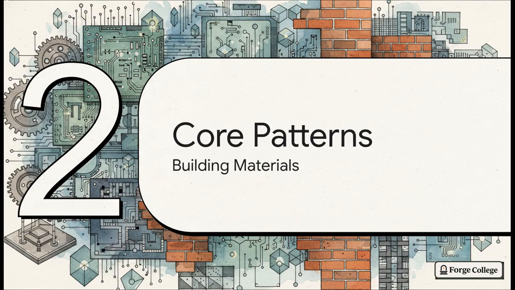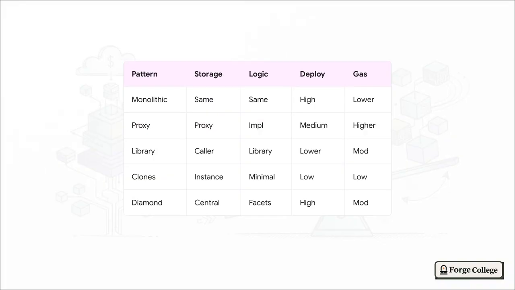Knowing the physics of our environment, let's move right into Section 2 and examine our core patterns. Basically, the actual building materials we have to choose from. If we lay our options out like a master schematic, we're basically looking at 5 main structural families. First up is the monolithic pattern. Storage and logic live in the exact same place. It's like a custom-built fortress. It costs a lot of gas upfront to deploy, but day-to-day living, the per-call gas impact is delightfully low.